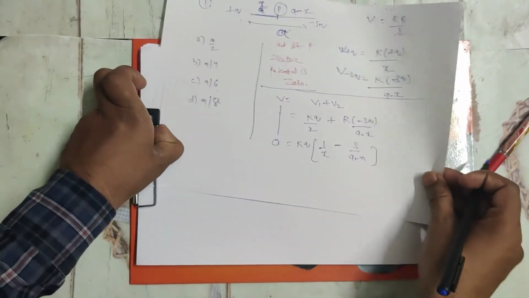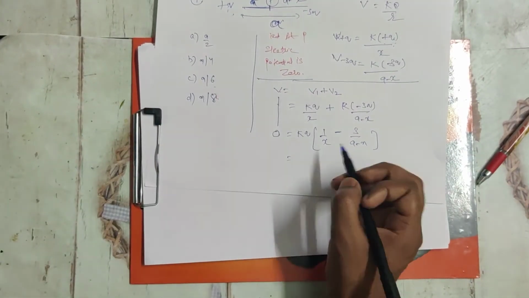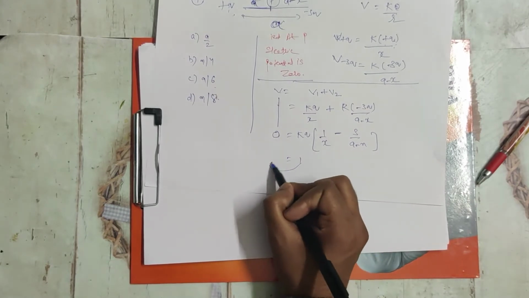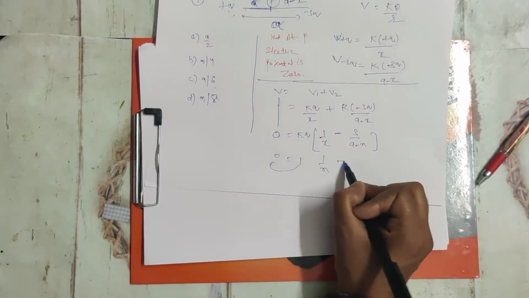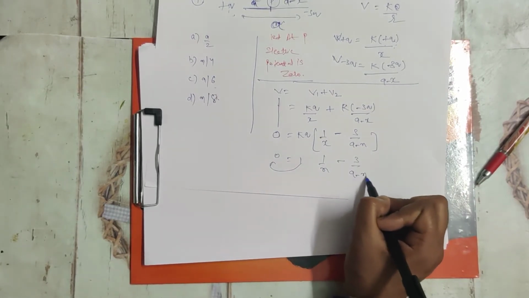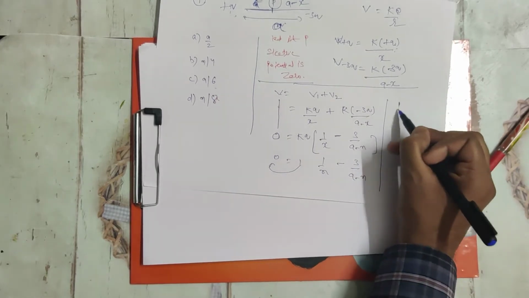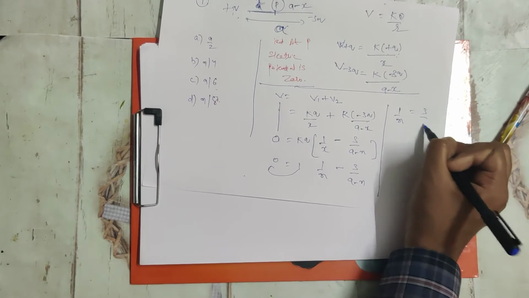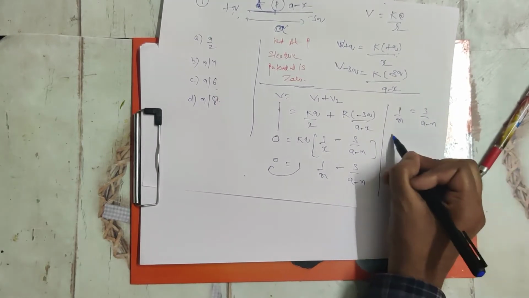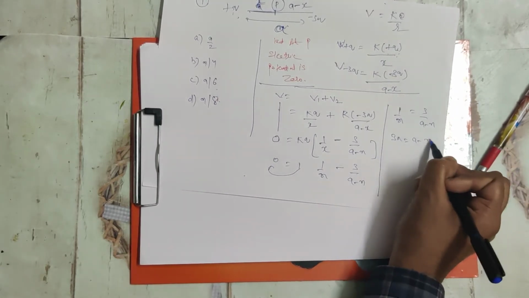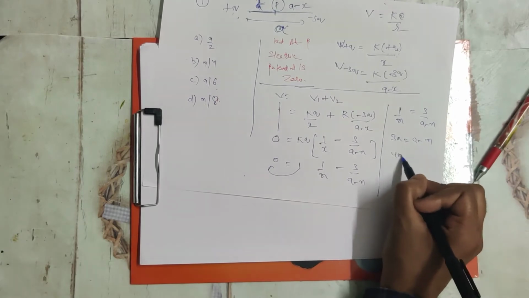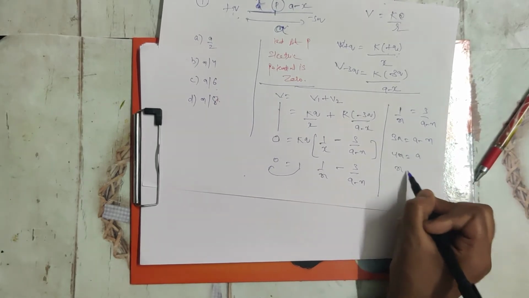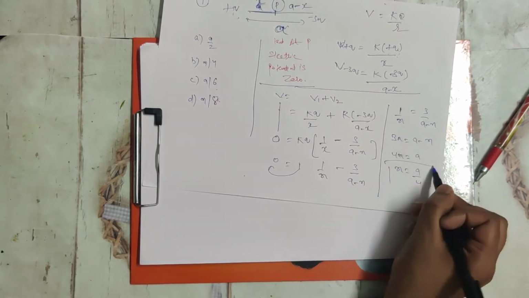If you calculate this, you will get 1 by x minus 3 over a minus x equals 0, so 1 by x equals 3 over a minus x. You can say that 3x is equals to a minus x, or 4x is equals to a, and x is equals to a by 4.